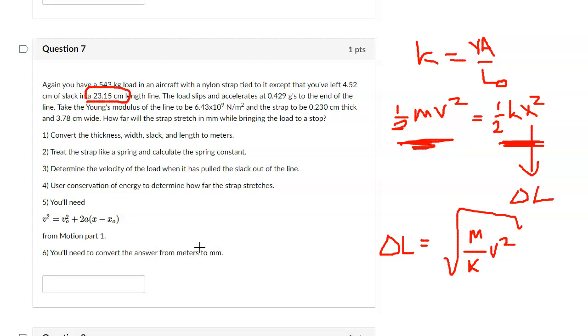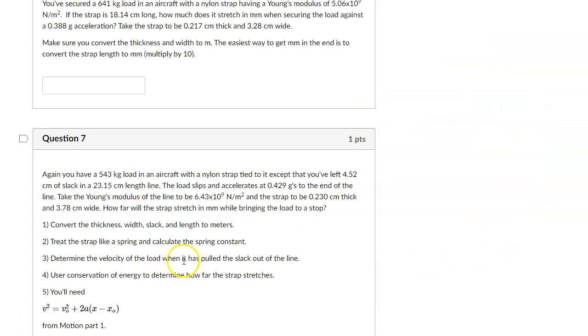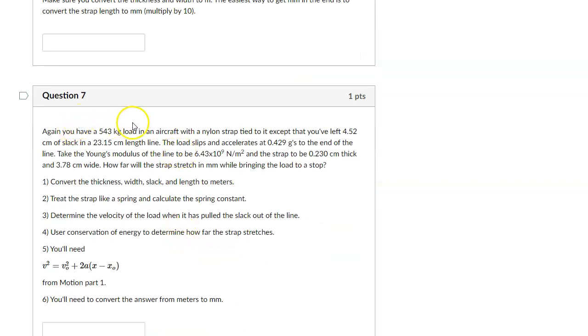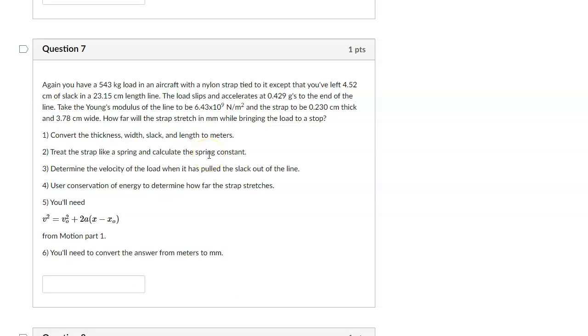And that's it for problem 7. And what you should see is that in this problem, the strap stretches a good bit more than it does in problem 6. In problem 6, where you have it tight, it stretches some, but not a lot. In problem 7, it's got to do the job of pulling the mass along and canceling out all that kinetic energy it got sliding across the floor. And so it's going to stretch more in problem 7. And that's it for problem 7.